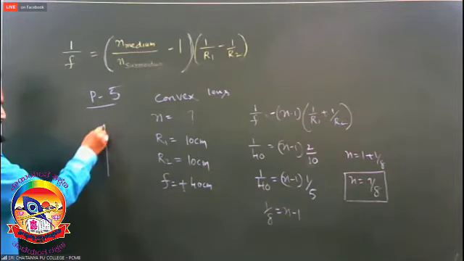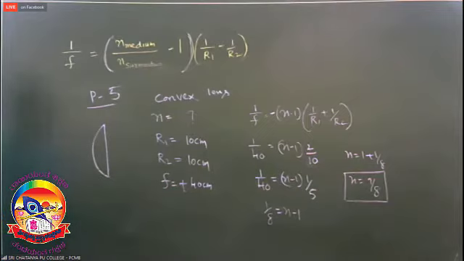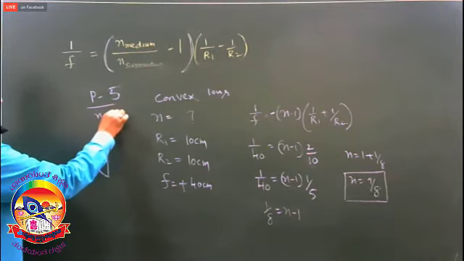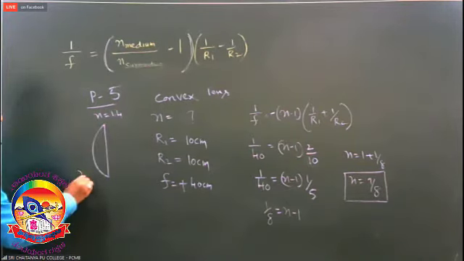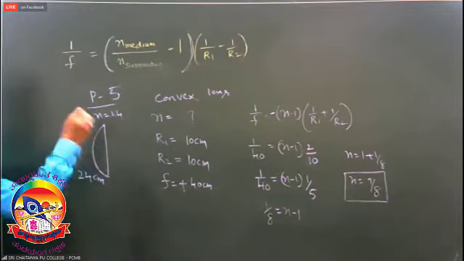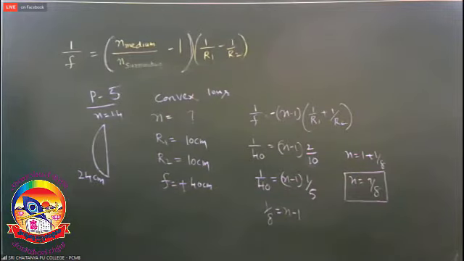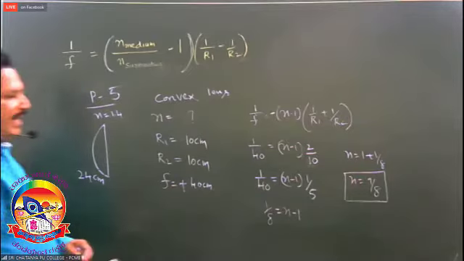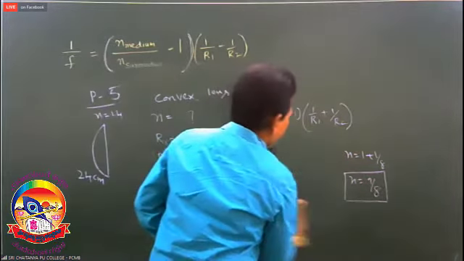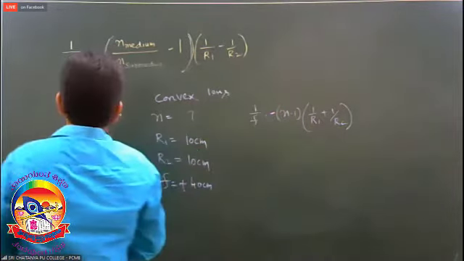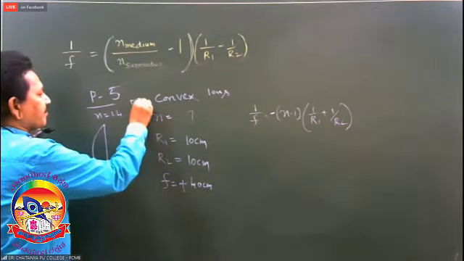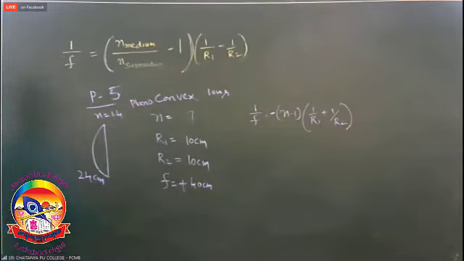Plano-convex lens. Refractive index 1.4. Radius of curvature 24 centimeters. You are asked to find out the focal length of the plano-convex lens. Plano-convex lens means one of the surfaces is a plane surface. Second surface is the plane surface.